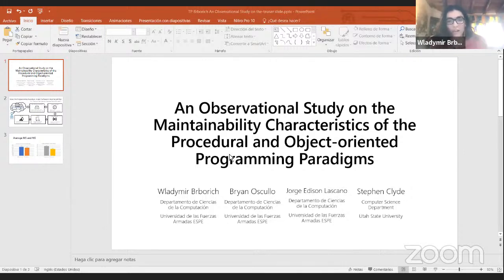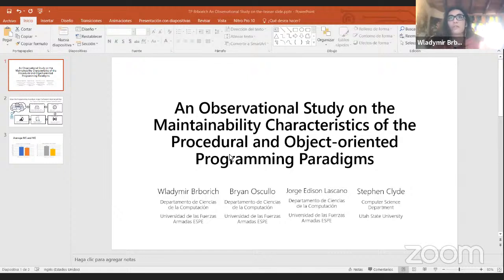as our presenter said, the paper I am here to present is the observational study on maintainability characteristics of the procedural and object-oriented programming paradigms. I developed this paper as part of my graduation project for my bachelor's degree at Universidad de las Fuerzas Armadas ESPE here in Ecuador. We also have a collaboration with Stephen Clyde from Utah State University, and his input was really great.